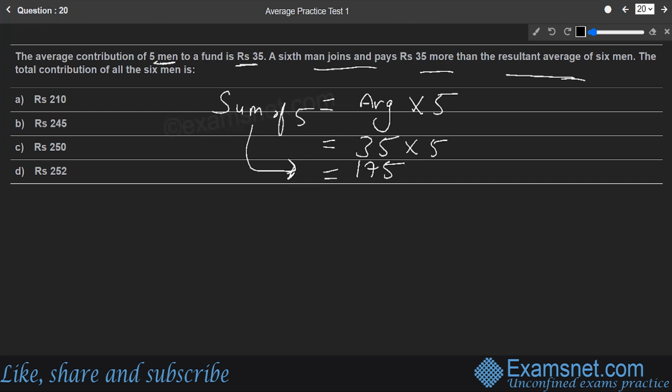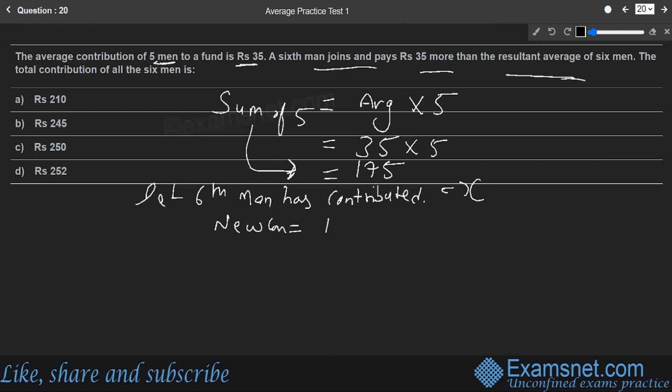Then he says a sixth man joins and pays 35 more than the resultant average of the 6 men. So we don't know the sixth man's contribution, and that's what we are supposed to find. Let us note down. Let's say the sixth man has contributed. We have to assume this because everything is based on the sixth man's contribution only, and that we don't have. So we have to assume it to be X. Let the sixth man have contributed rupees X. Now he says a sixth man joins and pays 35 more than the resultant average of the 6 men. So what will be the new contribution?